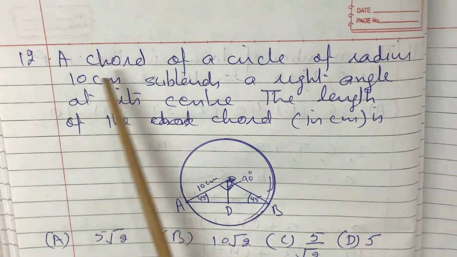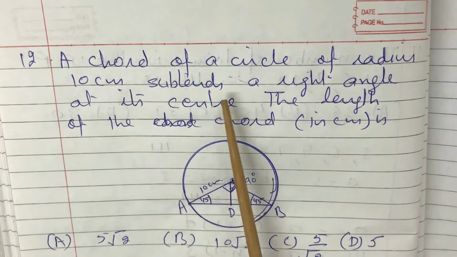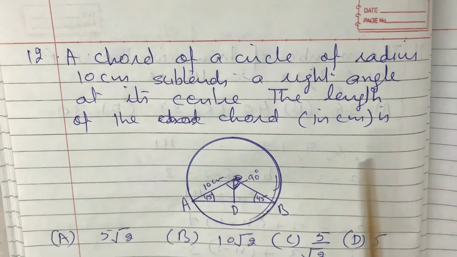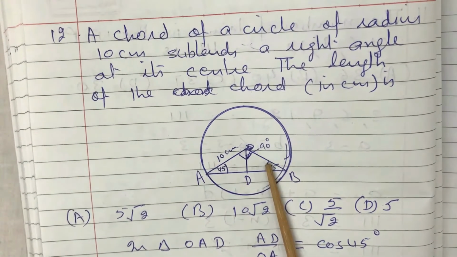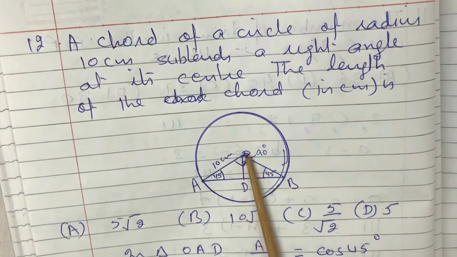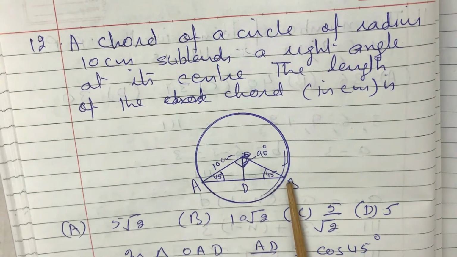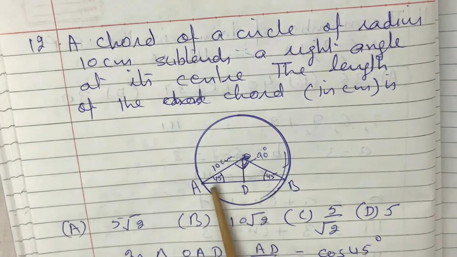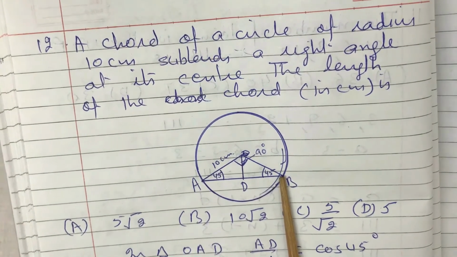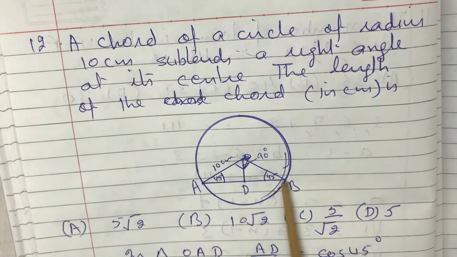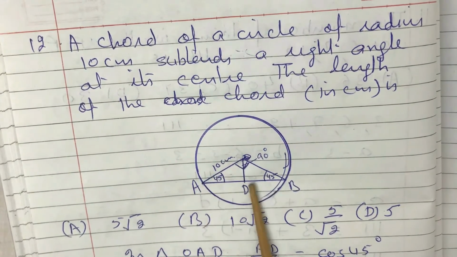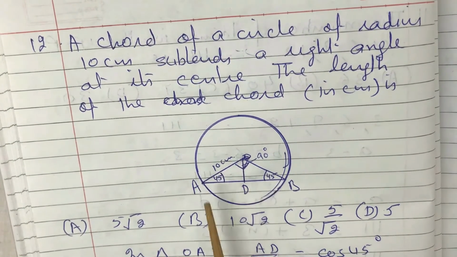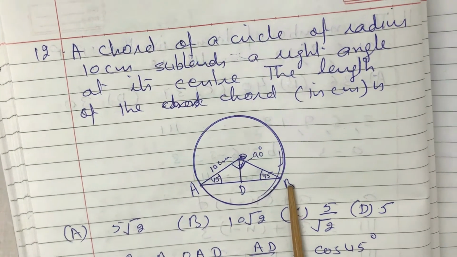Now the question number 12. A chord of a circle of radius 10 cm subtends a right angle at its center. The length of the chord in centimeter is. Now you will draw this figure. In this figure we have this angle 90 degree and we are to find the length of this chord. Now first we will find these two angles. Since this angle is 90 degree, these two angles will be 45 degree, 45 degree. And now draw this perpendicular on this line and we will discuss this triangle and we will be able to find the length of AD. Double of this length will be equal to the length of this AB.